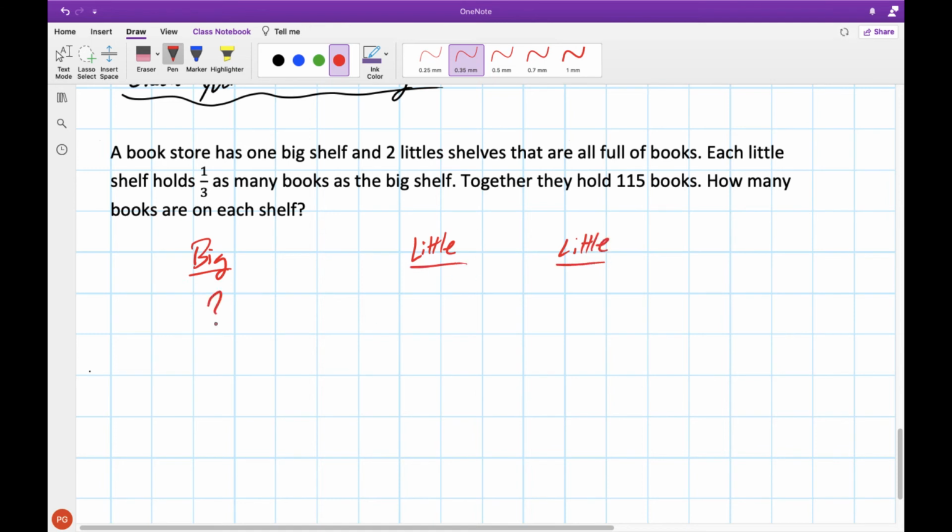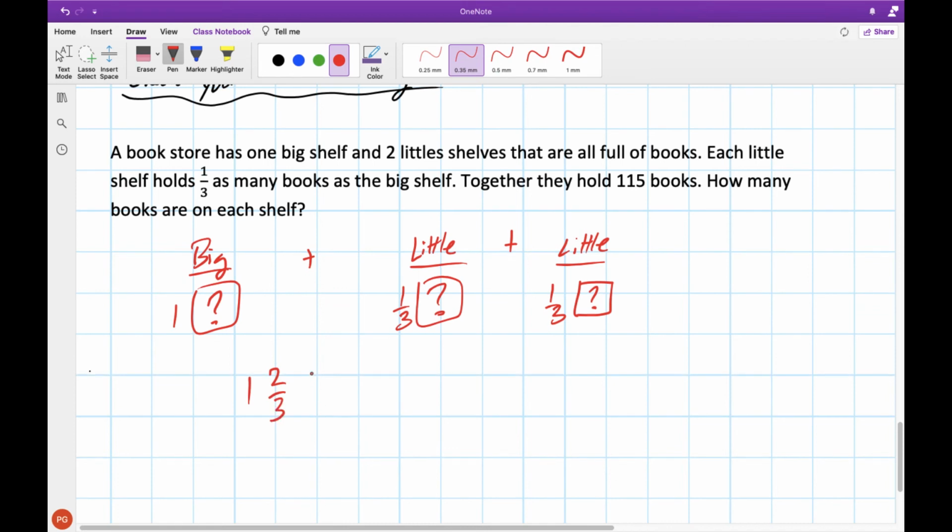Now our big shelf holds some amount of books. We don't know how much that is. These little shelves each hold a third of however much the big one does. So if we were to combine all of these together, this is like one big shelf and then 2/3 of a big shelf. So together, it would be like having 1 2/3 of a big shelf.